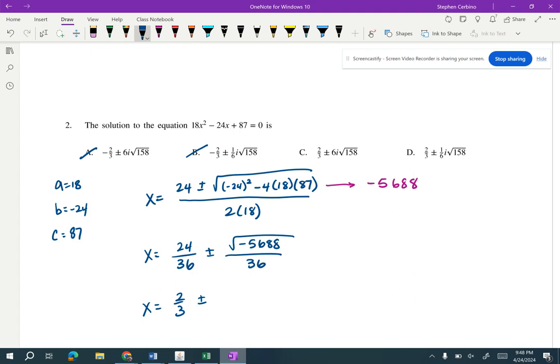Whenever we're simplifying radicals, we want to try and find the largest perfect square that's a factor of the discriminant number. So we already know it's going to be i. So let's get rid of the negative first. And now we want to find two numbers that multiply together to make that 5,688 number, one of them being a perfect square. Now let's cheat. What do you notice about your choices? They all have the same number in them. So I'm going to type that number in and see what happens.